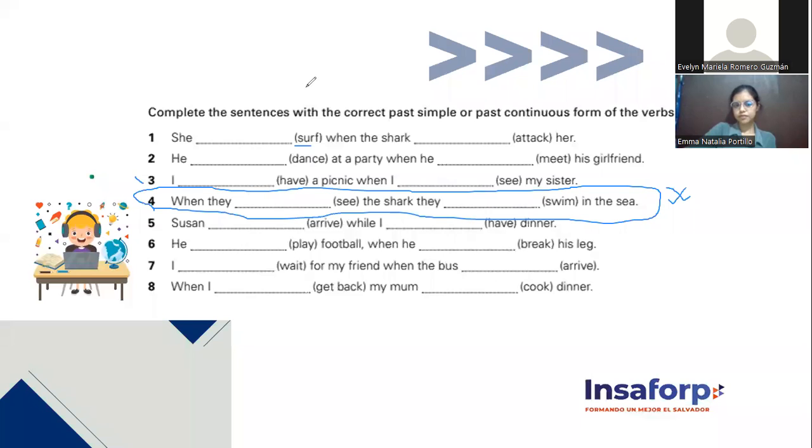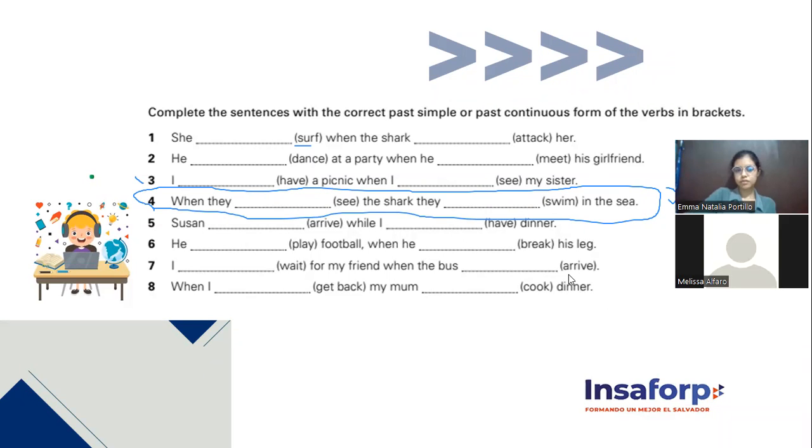I was waiting for my friends when the bus arrived. All right, very good. Look at this one. This is what I was telling you. Thank you, Francisco. This verb arrive ends with the E, but you don't pronounce the E. The last sound is V, and it is pronounced with D. So, arrived. Even though it ends with an E, vowels are pronounced with the D, but not all the time. So, arrived. Good.